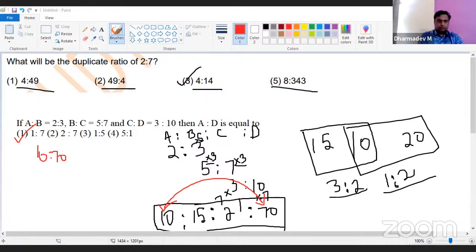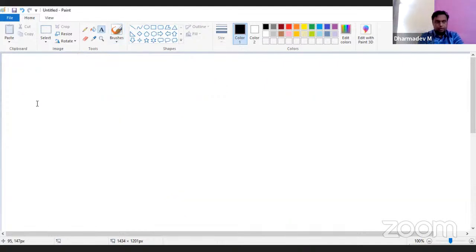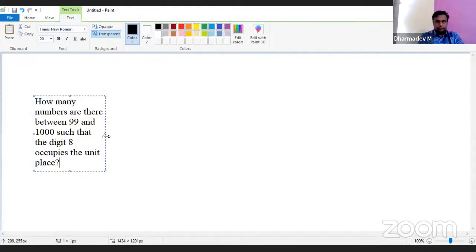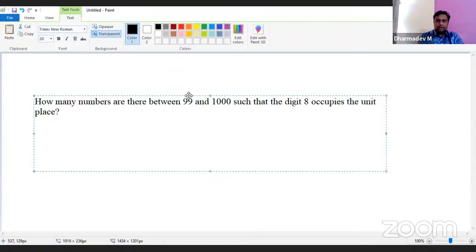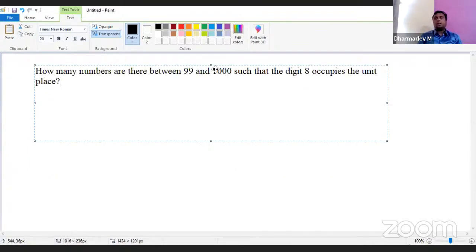Okay, next one. I'm just clearing the board. How many numbers are there in between? How many numbers are there between 99 and 1000 such that the digit 8 occupies the unit place? Only unit place.